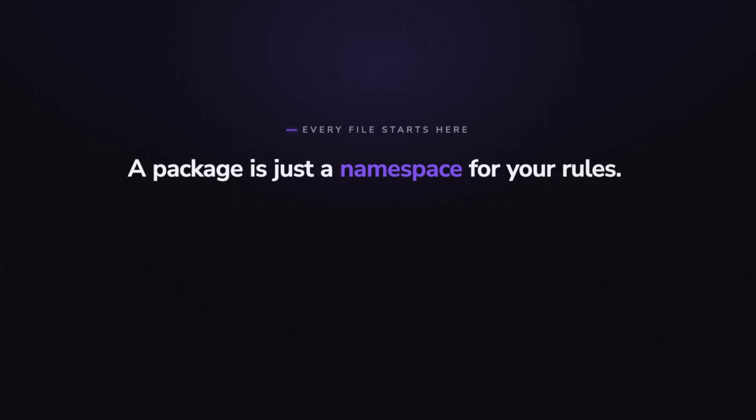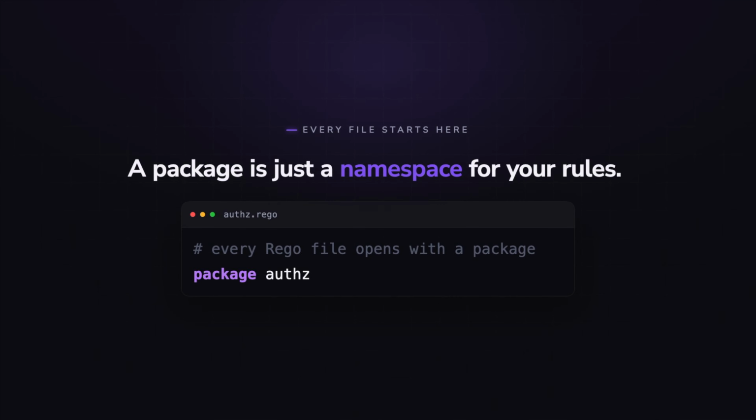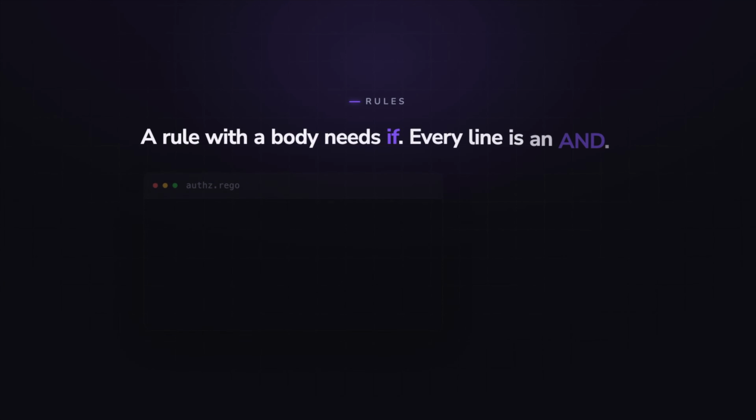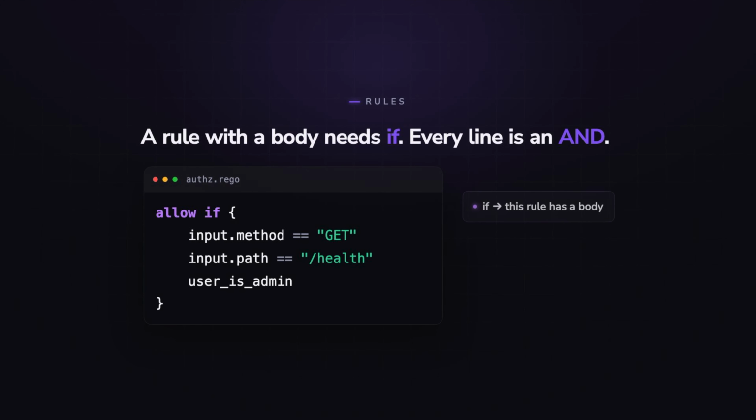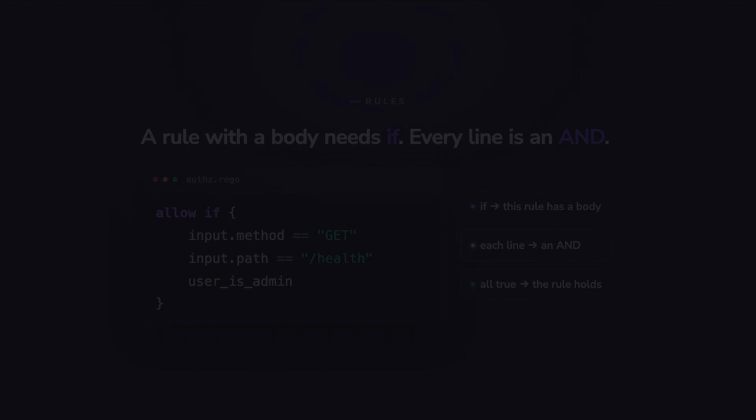Every Rego file starts with a package declaration. It's just a namespace for your rules, so you'll write something like package and the name of that particular package. Next, rule. So a rule is a logical assertion about your data. Here's the part that confuses people coming from imperative languages. In Rego v1, every rule with a body needs the if keyword, and every line inside that body is an AND. All conditions must be true for the rule to actually hold.